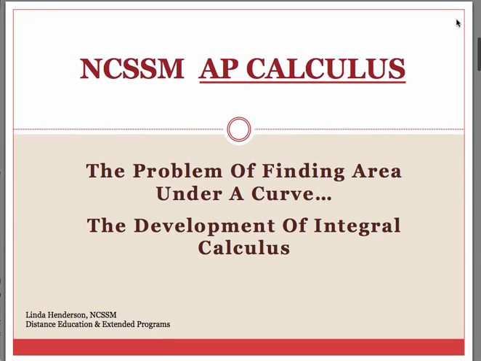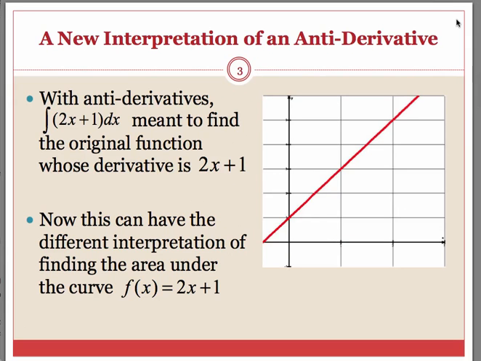Now that you've been introduced to the idea of a definite integral, let's explore why we will be able to evaluate a definite integral by using the anti-differentiation process. Back when we were talking about antiderivatives, remember we had something like this, and we would read this as the antiderivative of 2x plus 1 dx. And what that meant at the time was to find the original function whose derivative is 2x plus 1.